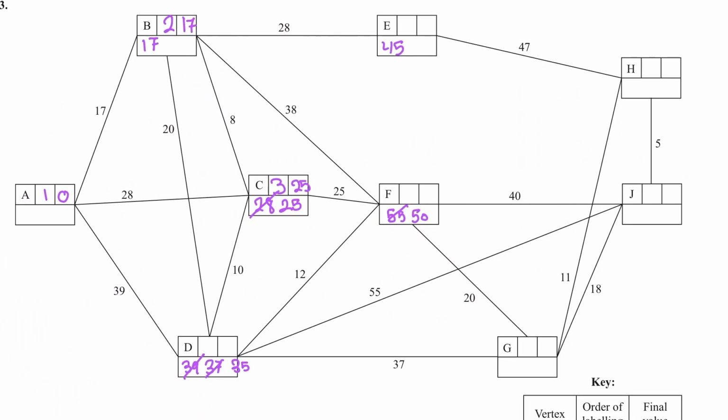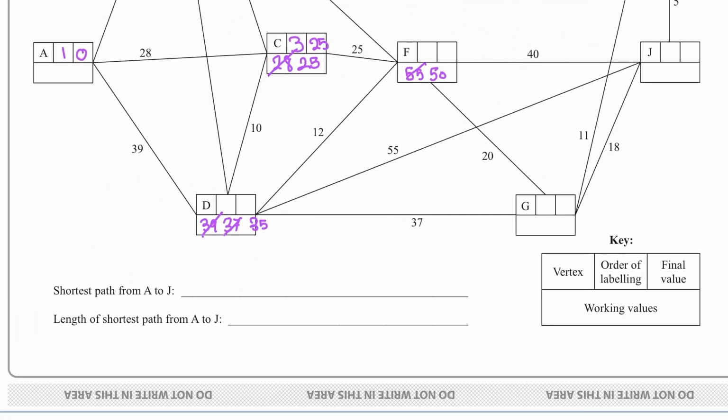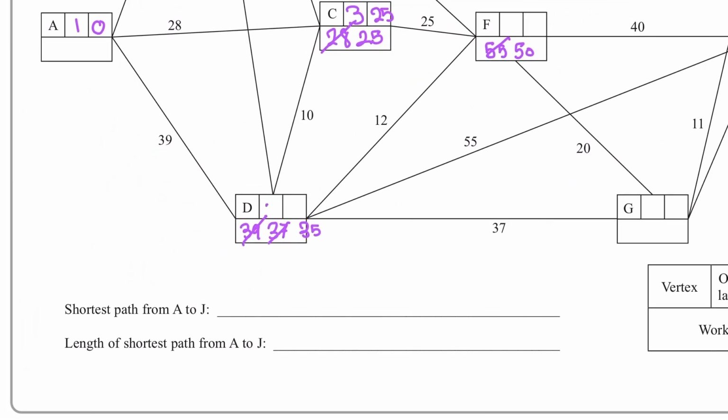So we want to pick one of these values over here, and the smallest one is going to be the 35 down here, which is at D. This one is going to be number 4, and it's going to have a final length of 35.